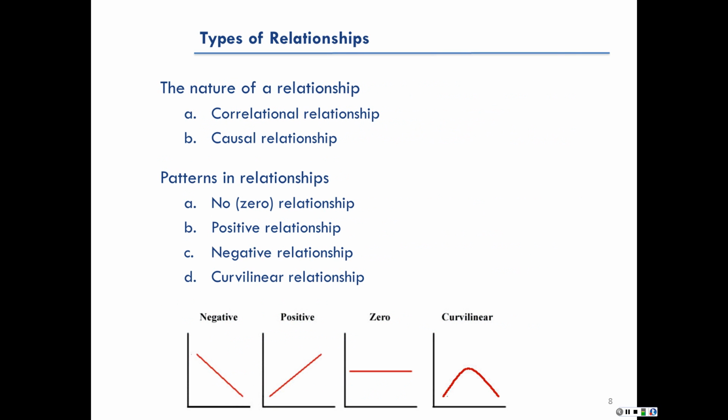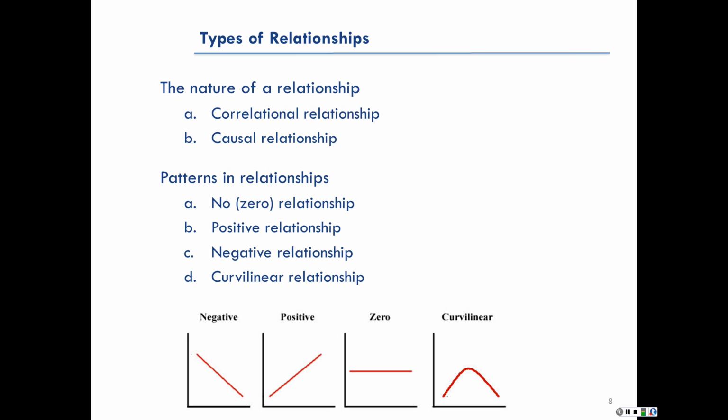When it comes to thinking about relationships between variables, there are several different types of relationships. First of all, when we talk about the nature of a relationship, there are 2 distinctions here. The first kind is a correlational relationship. Here we're talking about association, but not causation. That just means that 2 variables are somehow related. In statistical terms, there's covariation between the 2 variables. When one moves, we see a movement in the other one. They're not totally independent of each other.